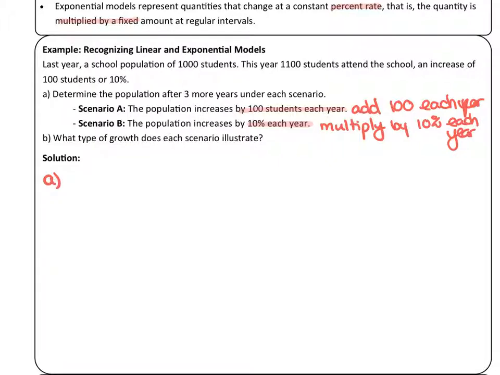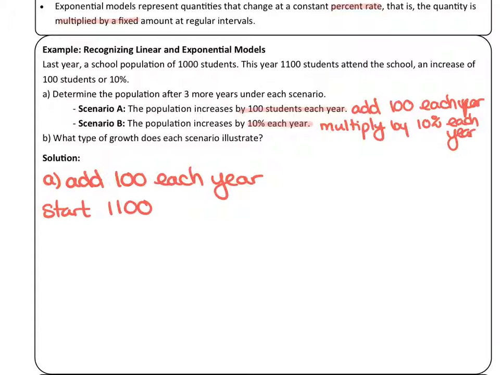So let's look at A. We're going to add 100 each year. Okay, so we're going to start with 1,100 students. After 1 year, 2 year, 3 year. So after 1 year, we're going to add 100. So we're going to have 1,200. Year 2, we're going to add 100. So 1,300. And then year 3, we add another. So notice how this one goes up by the same amount every year.